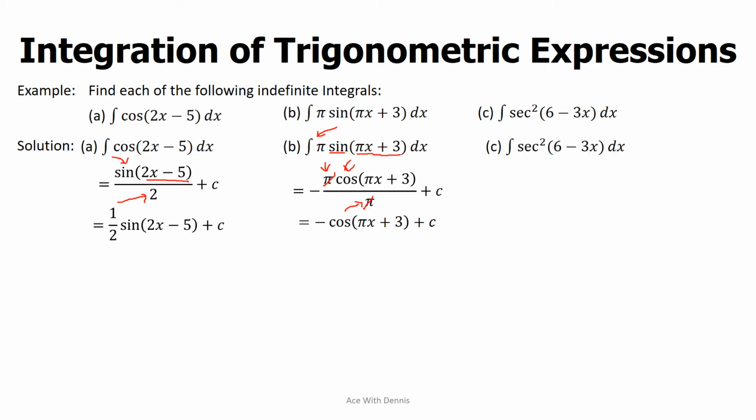For C, integration of secant square 6 minus 3x dx. So pretty straightforward. Integration of secant square 6 minus 3x, I'll get tangent 6 minus 3x. After that, differentiate 6 minus 3x, I get a negative 3. So it will be over negative 3. Or I can rewrite the equation, it becomes negative 1 over 3 tangent 6 minus 3x plus c.